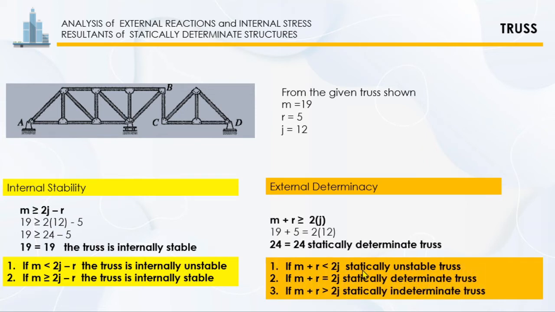Now, let's check the external determinacy. So, using this general rule na to, so we have M plus R is greater than or equal to 2J. So we have 19 plus 5 is equal to 2 multiplied by 12. So that is 24 equal to 24. So our truss is externally determinate. So pag sa truss, class, dalawa yung pagsosolve na gagawin natin. So let's check the internal stability and external determinacy.